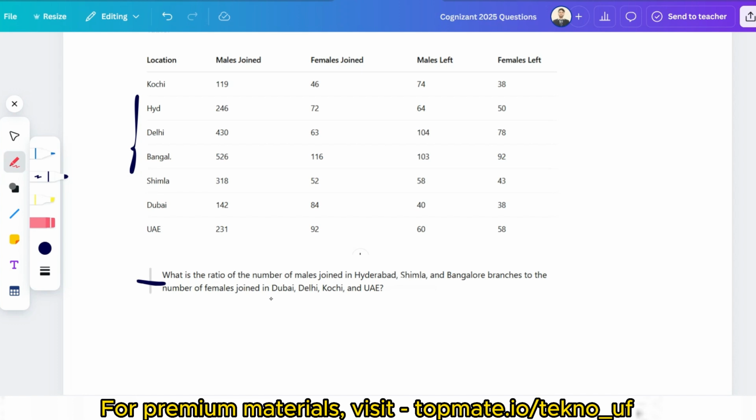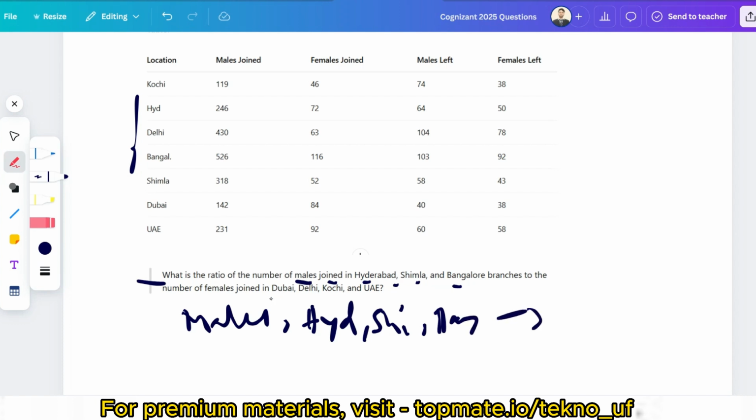So you have to add all the numbers, like males joined in Hyderabad, Simla and Bangalore. So three locations, right? So Hyderabad, Bangalore and Simla. Yeah, this one. So 246 plus 526 plus 318. Okay, so we have to add that.